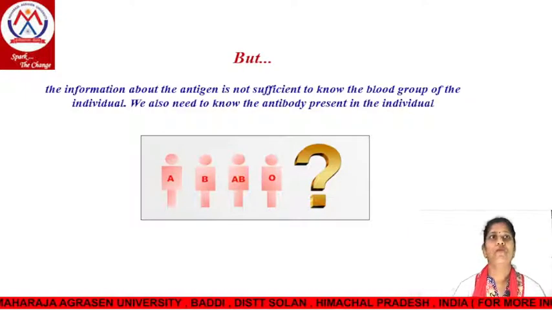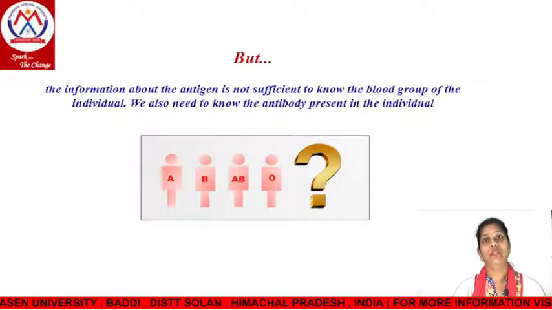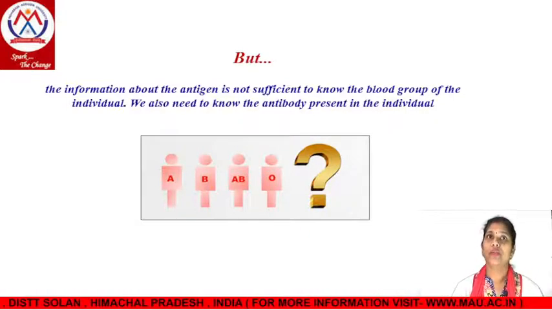But the information about the antigen is not sufficient to know the blood group. It is not necessary that if the individual has this side chain, then the blood group is final. How can we know the blood group of the individual just by the expression of these molecules? So, we also need to know the antibody present in the individual, right. The presence of antigen and the antibody together will tell us which blood group the individual is of.